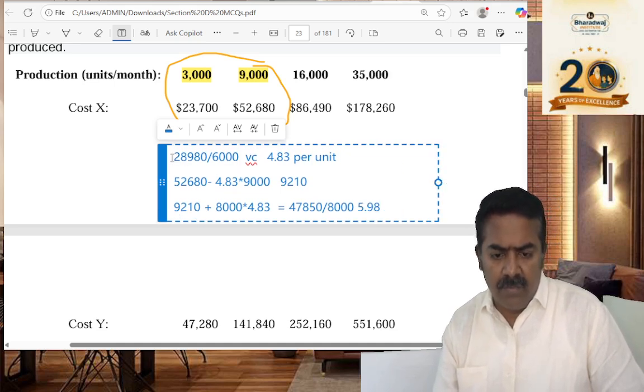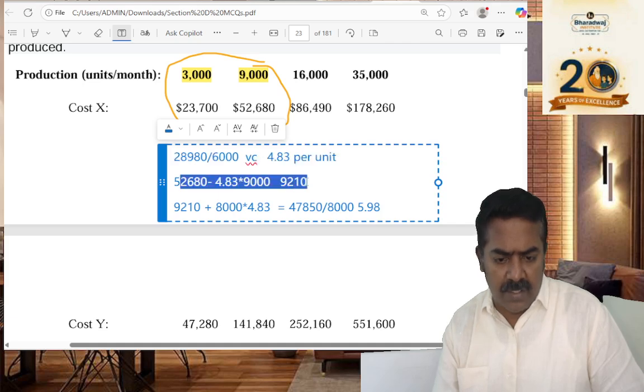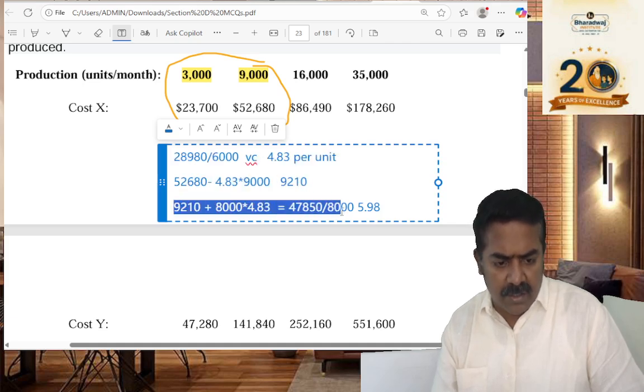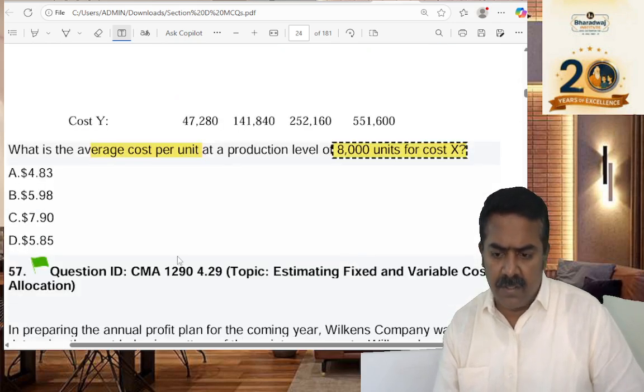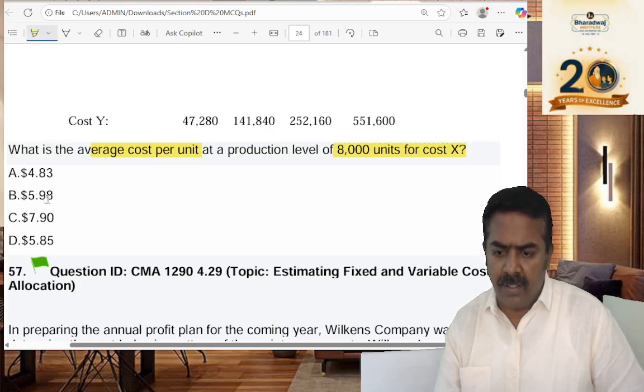Any doubt in it? We worked out variable cost, we worked out fixed cost. So total cost for 8,000 divided by 8,000 units will give us average cost. Answer is what? 5.98.